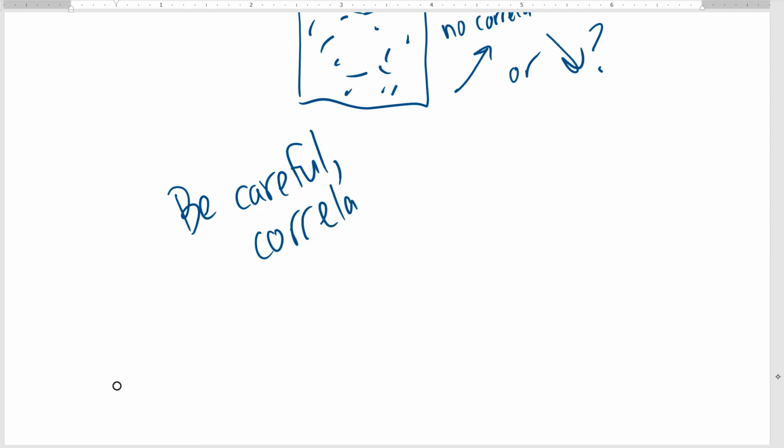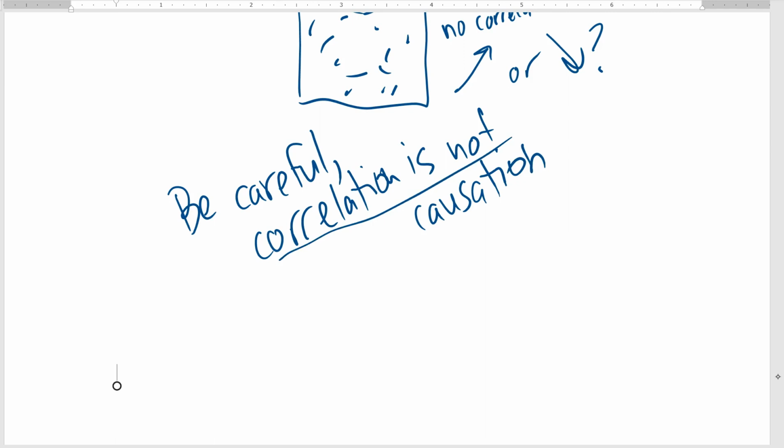Correlation is not causation. This is a fundamental idea of statistics. We do this all the time, right? People go, well, if you ran tests, people that have more money tend to do better on tests. People that have less money do poorly on tests. Therefore, if you get money, you'll be smart.